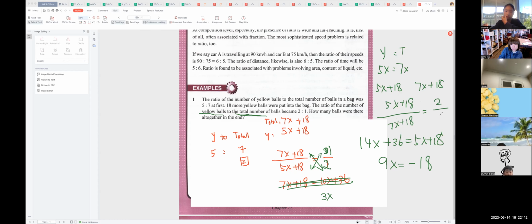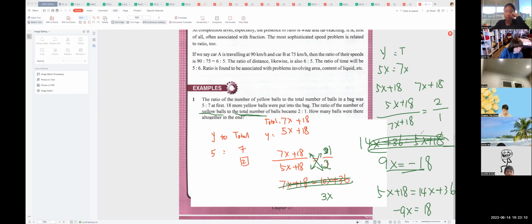Still not right, negative 9x equals... Why do you always end up with a negative? Who can tell me what's wrong with me? There should be no problem at all. Yeah, it's negative, right, everybody? I didn't do wrong. 18 more balls have been added, and the answer is 2, right? How many balls at the very beginning? So 2, so 20, 32, and 8.